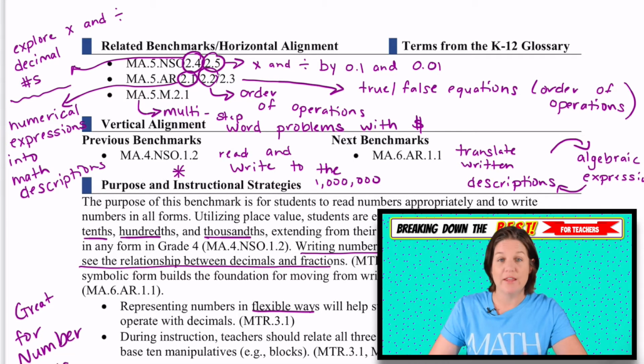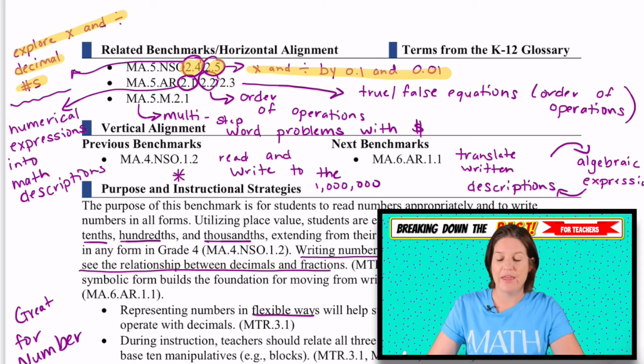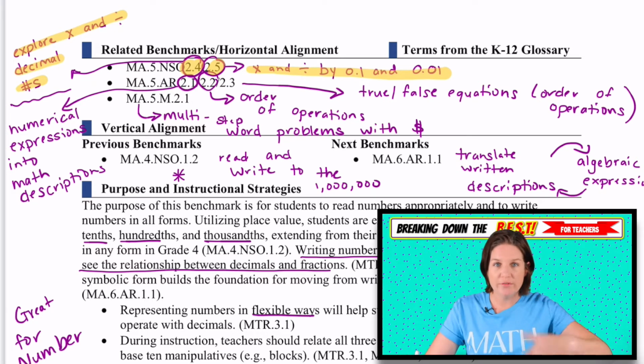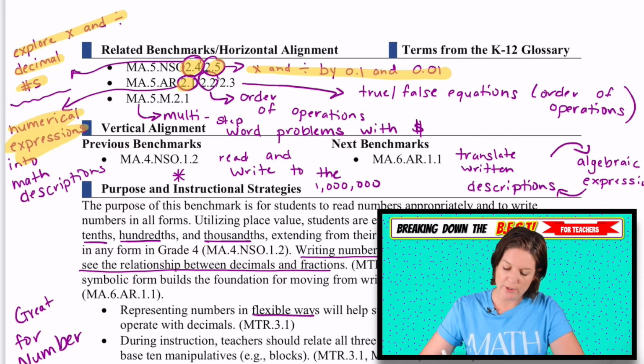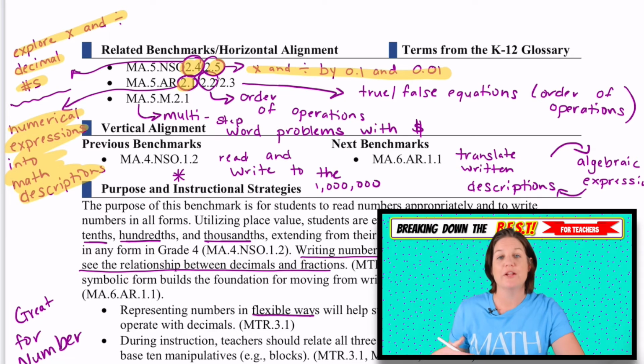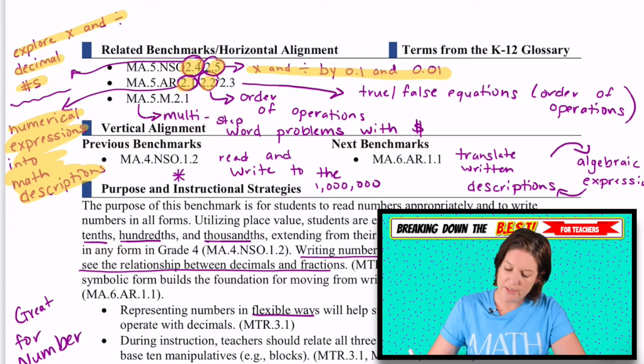So this next section that they've provided is the related benchmarks and horizontal alignment. NSO.2.4 in 5th grade is exploring multiplication and division with decimal numbers. Then 2.5 is where we're multiplying and dividing by 1/10 and 1/100th. So all of these things build on each other. AR 2.1 is numerical expressions into mathematical descriptions and vice versa. 2.3 is where we're working with our order of operations.